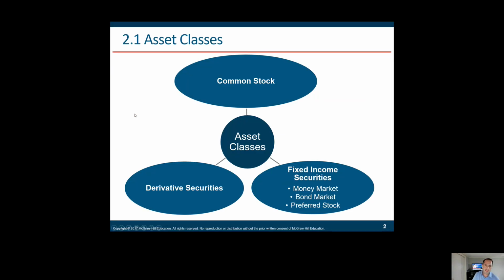Some asset classes discussed right away. One would be common stock. Two would be fixed income securities. So anything from money market funds, which function similar to a savings account, to a bond market or preferred stock, are considered fixed income securities.